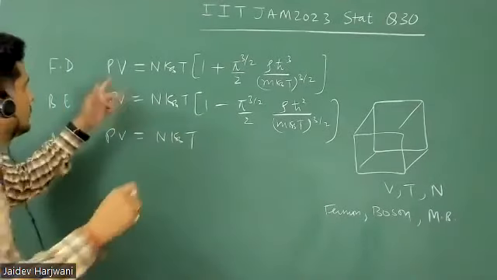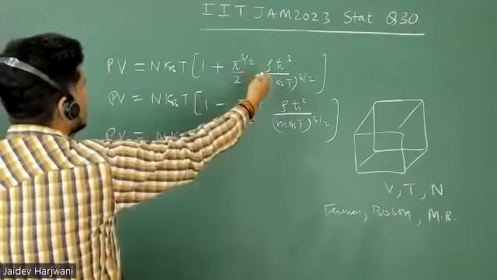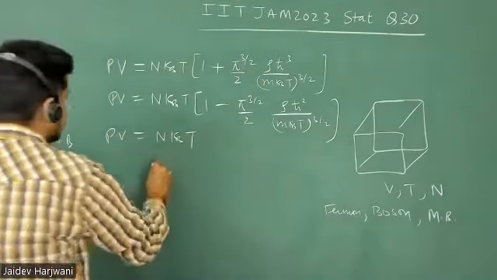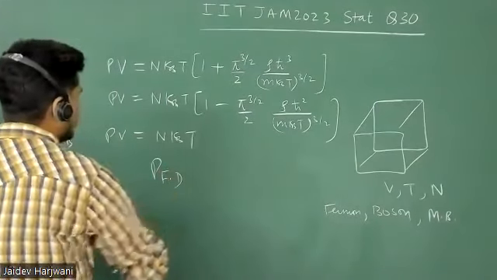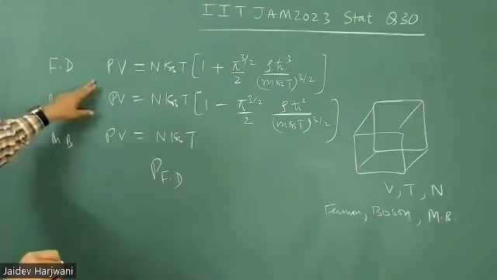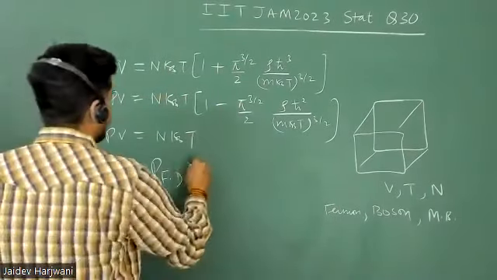Okay. So if you see it simply, it is N kBT, N kBT plus something, N kBT minus something. So the greatest will be Fermi-Dirac, right? You can see it from here, it is 1 plus something, okay? And it will be the greatest.